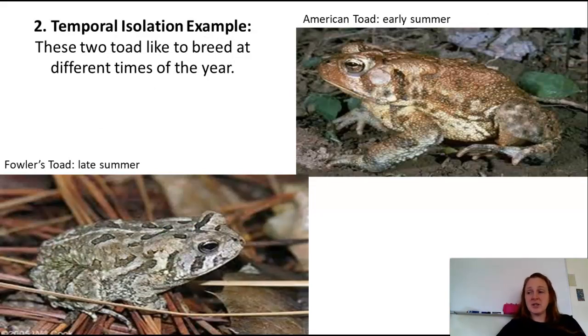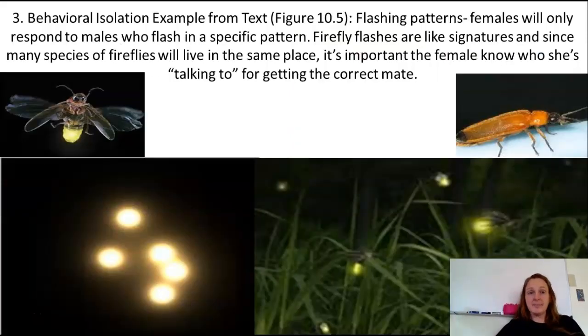Temporal isolation has to deal with time, and this is species that are separated by the timing of their breeding. So in our area, we have the American toad and the Fowler's toad, and based on when they want to breed, that is what's going to keep their sperm and their egg separate.